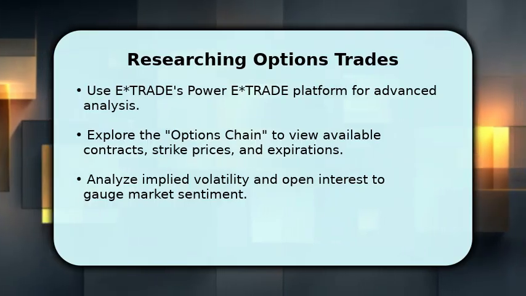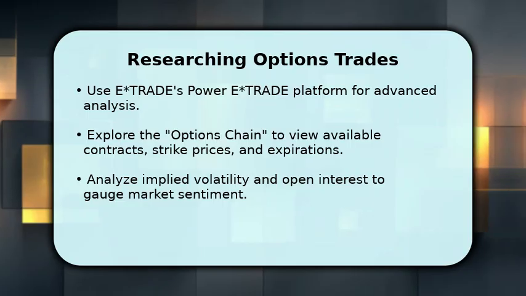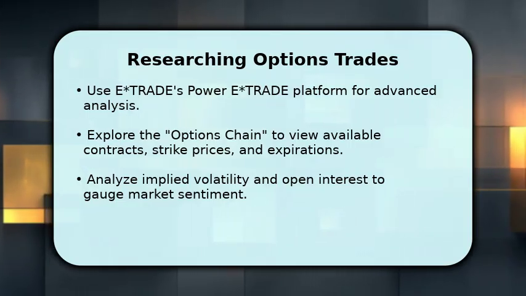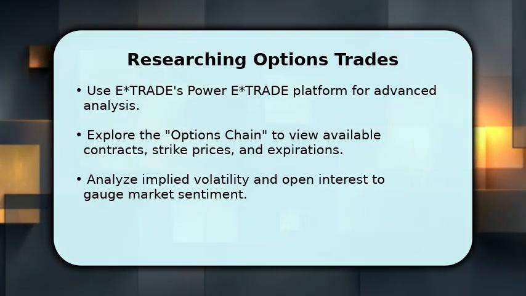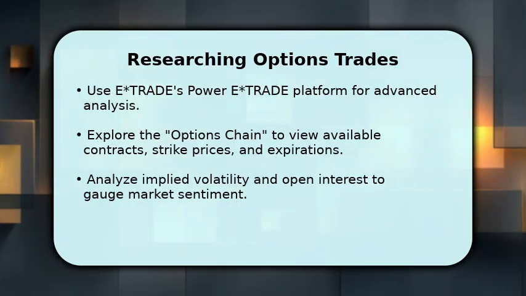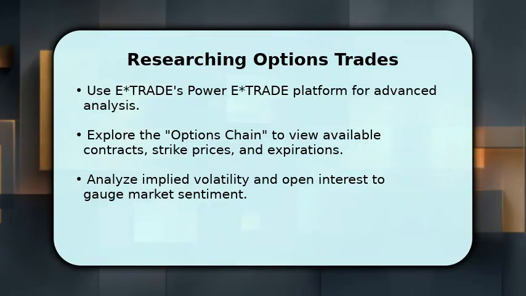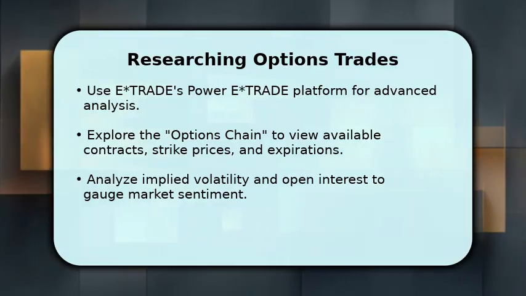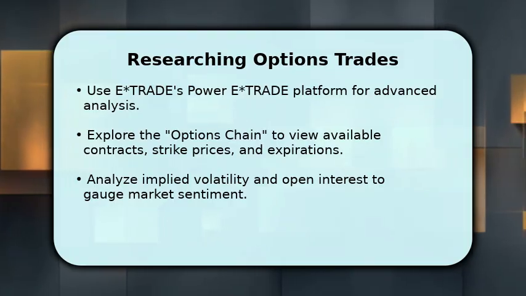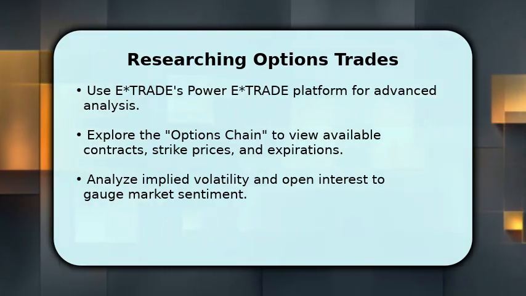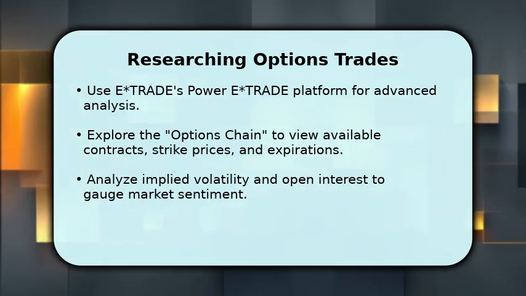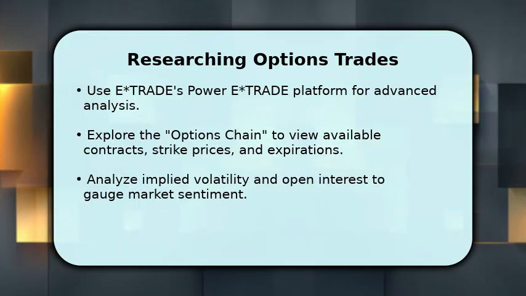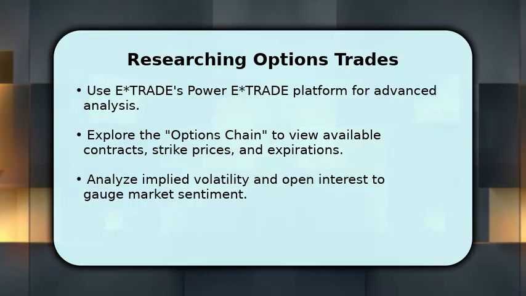Power Etrade platform offers robust tools for this. Navigate to the options chain for a specific stock to view available contracts, including strike prices, expiration dates, and current bid-ask spreads. Pay close attention to implied volatility and open interest, as these metrics can provide valuable insights into market sentiment and liquidity for various options contracts.